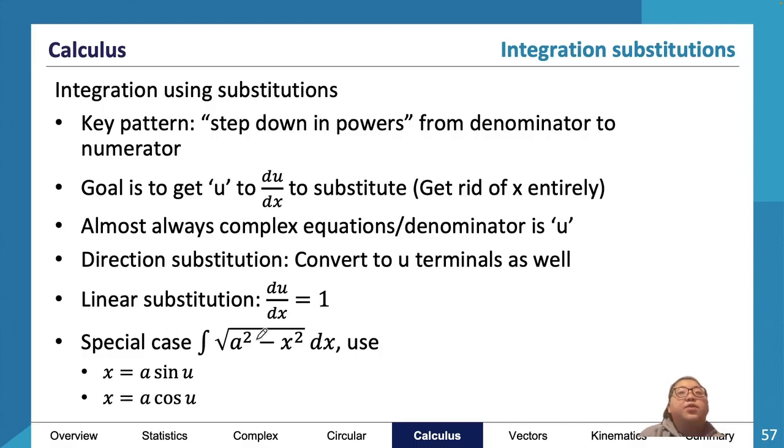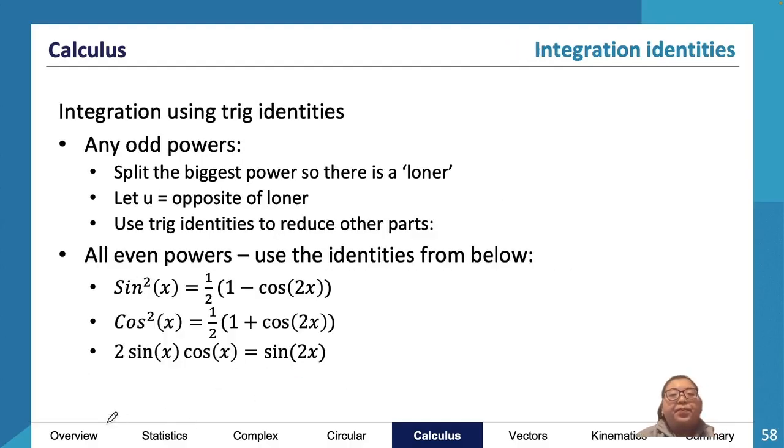For special cases, if you have a squared minus x squared, you use x equals a sine u or x equals a cos u. Once you put that in, you'll see it's equivalent to using the Pythagorean identity, sine squared plus cos squared equals 1. You'll get that it just equals a cos u or a sine u, and you can anti-differentiate from there.